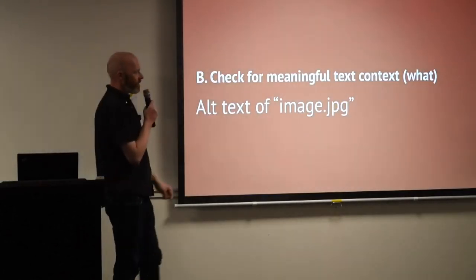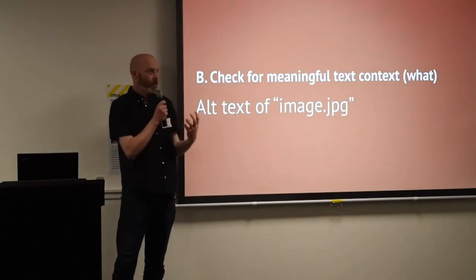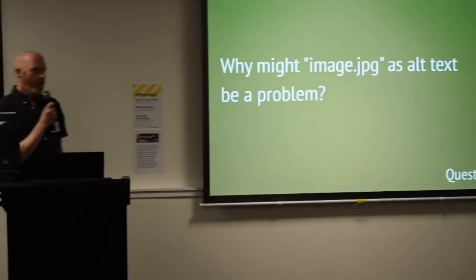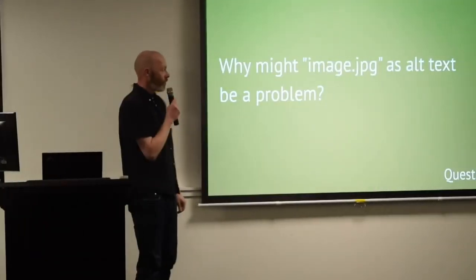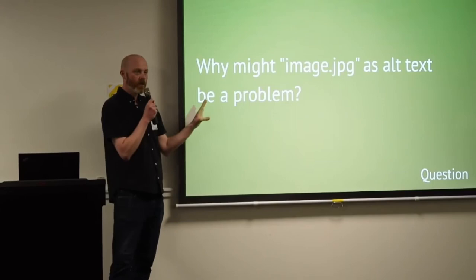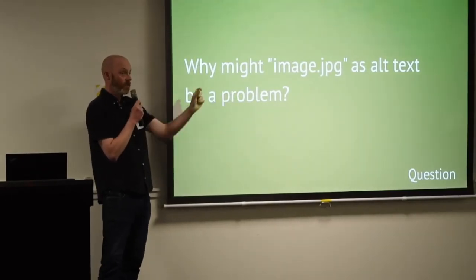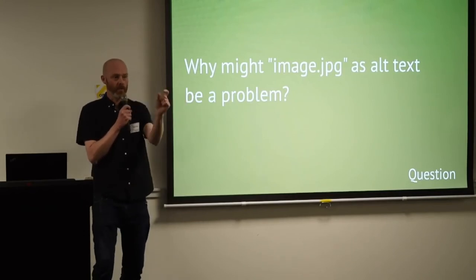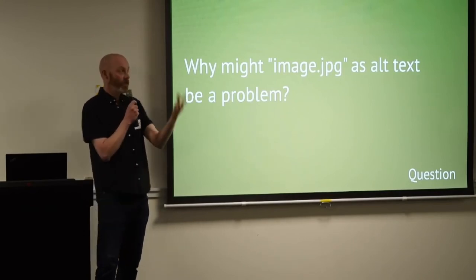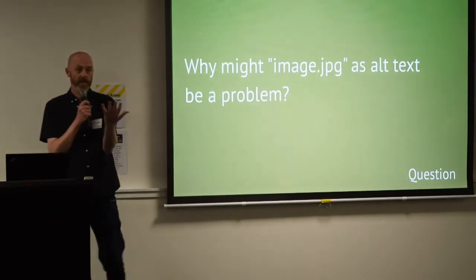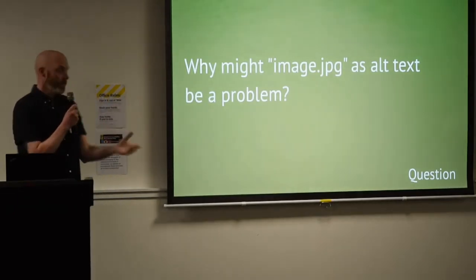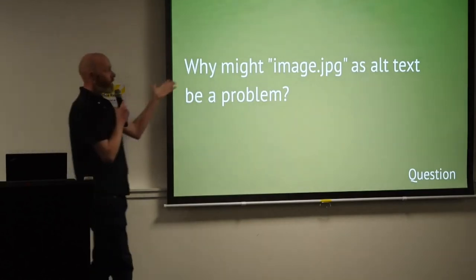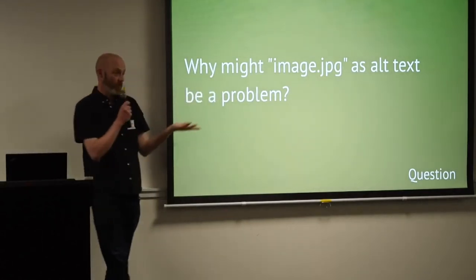Another one for number B, and meaningful text content, an alt text of image.jpg, like the file name of the image. Why might image.jpg as alt text be a problem? Does anyone know what alt text means? Would somebody shout it for me? What is alt text? Yeah, the alternative text. If I can't see this image, or if this image doesn't load, please browser display this text instead. So with that in mind, why might image.jpg as alt text be a problem?